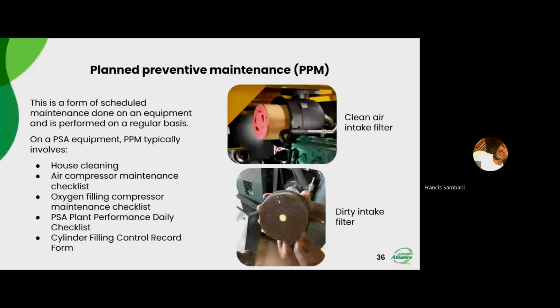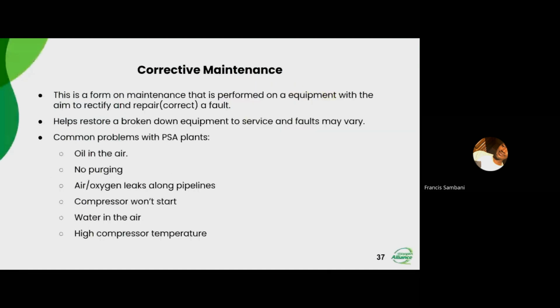Moving on, we'll look at corrective maintenance. Corrective, as the name suggests, is you trying to correct a problem that has already come about. You're trying to attend to the problem and rectify it so that you have your plant back in service. Common problems that you experience with your PSA plant would be something like having oil in your air after the air dryer going to the air storage tank.